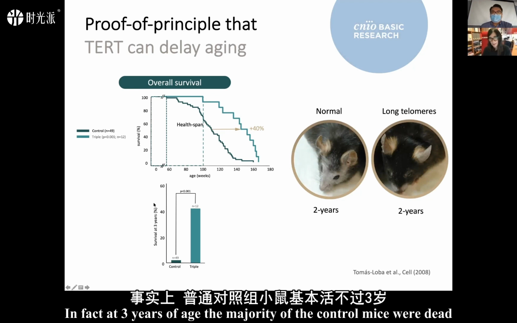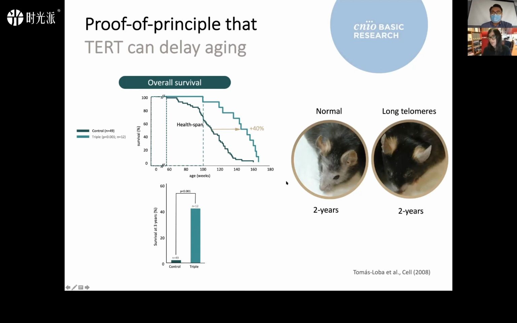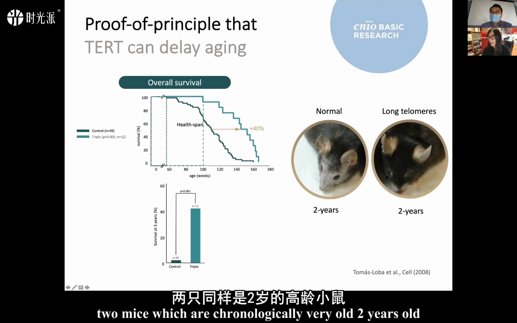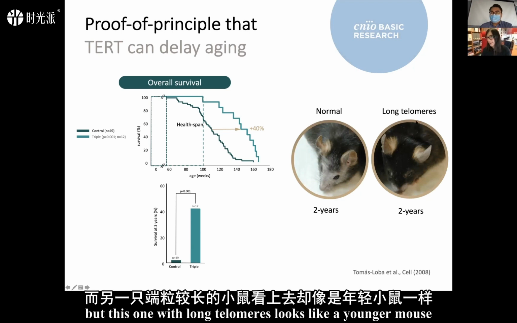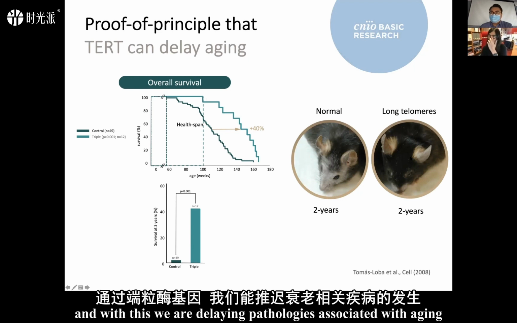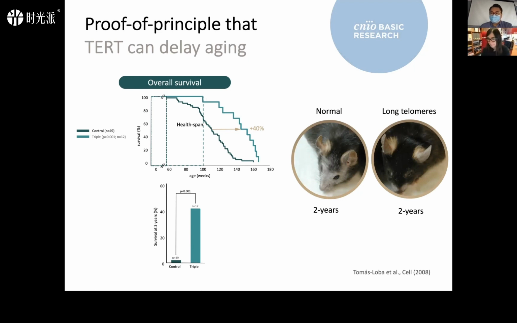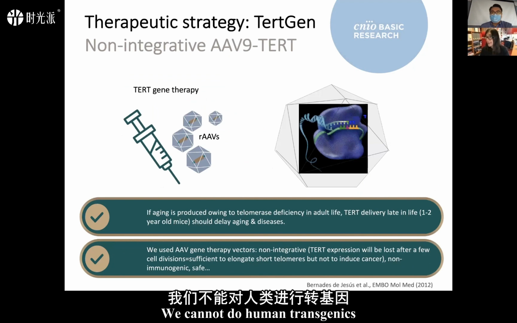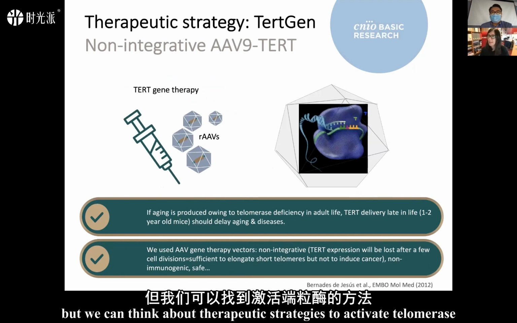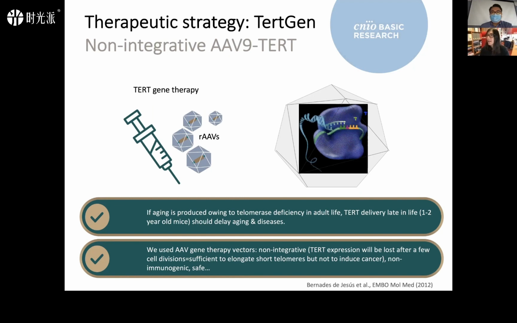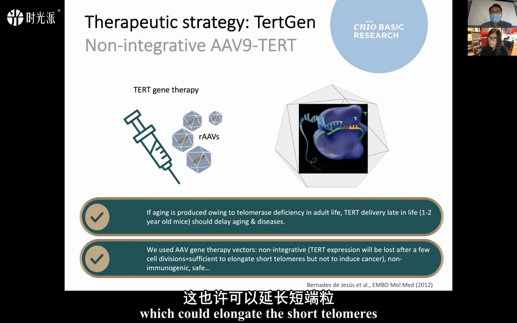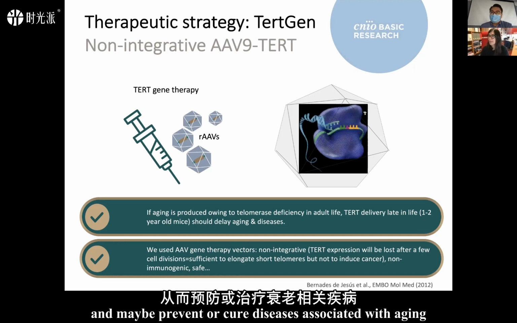In fact, at 3 years of age, the majority of the control mice were dead, but the mice with long telomeres were still alive. And you can see here an image of 2 mice which are chronologically very old, 2 years old. This looks like an old mouse, but this one with the long telomeres looks like a younger mouse. So we are delaying aging, and with this we are delaying pathologies associated with aging. We cannot do human transgenics, but we can think about therapeutic strategies to activate telomerase, which could elongate the short telomeres and maybe prevent, cure diseases associated with aging.